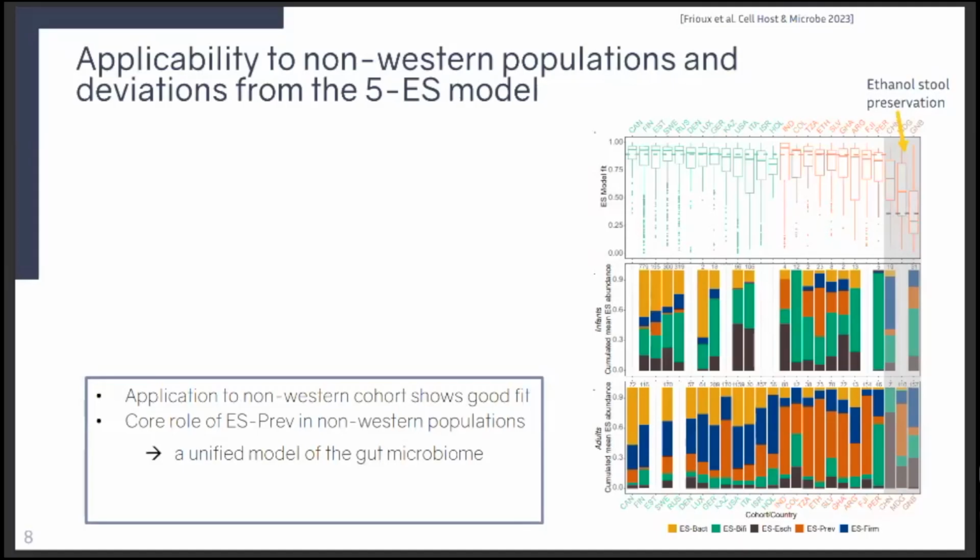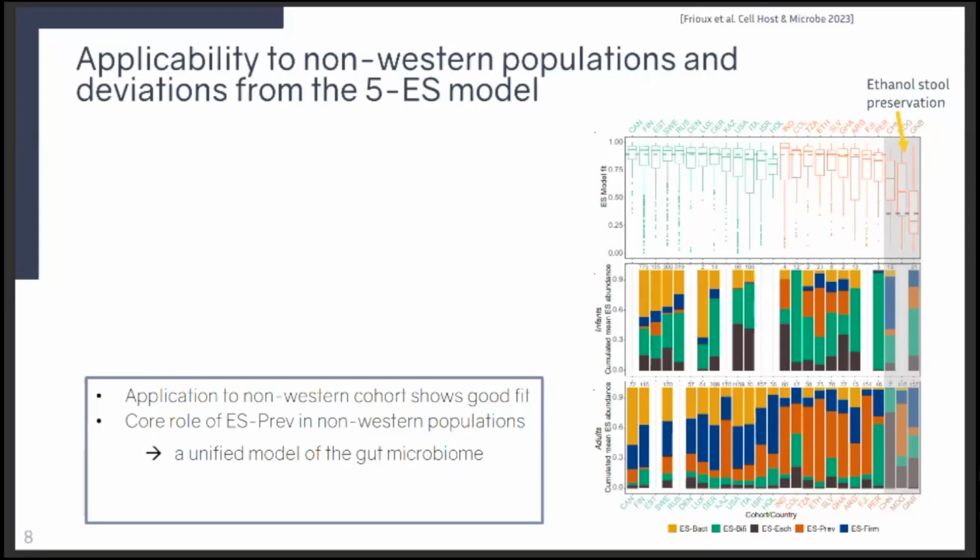So then why does the model work that well? Because it's known that Frioux is dominated by Prevotella. And Prevotella is one of our entero signatures. So that's why it works that well. And if you look here at the adults microbiome composition in the non-Western and Western populations, you can clearly see the prevalence of the entero signature dominated by Prevotella. And that in Western populations, you have rather a codominance of Bacteroides and Firmicutes.